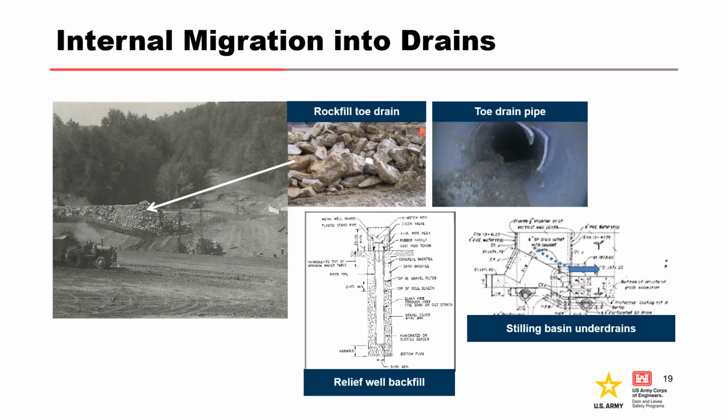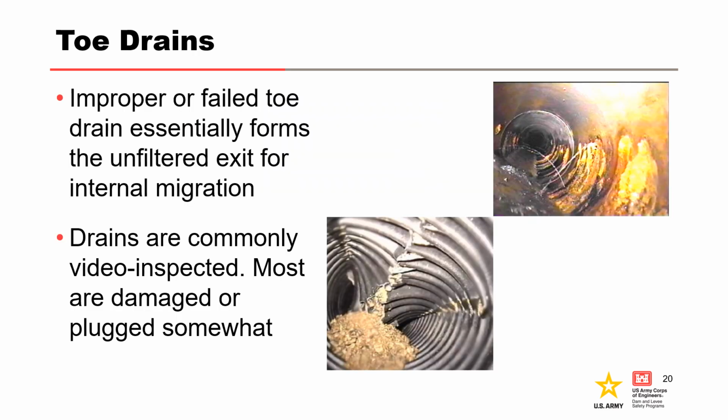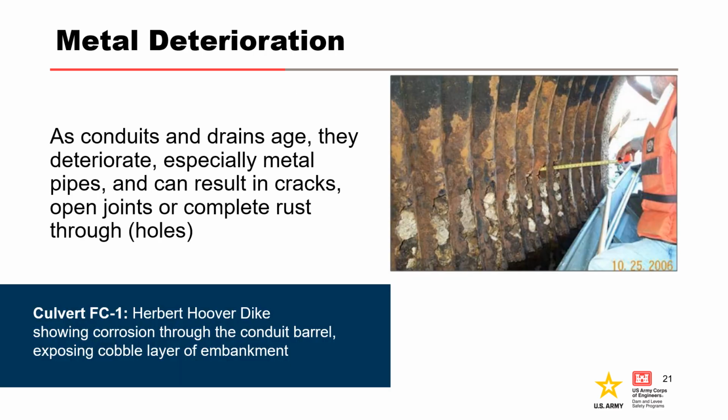Internal migration can also occur due to erosion into drains that are damaged or not properly sized as filters. These can include relief wells, toe drain pipes, rock-fill toe drains, and stilling basin under drains. Drain pipes should all be inspected. Video inspection of pipes or drains is essential to assessing the likelihood of having an open defect. Corrosion of metal pipes creates holes that become unfiltered exits. The photo on the right is an example of a corroded corrugated metal pipe at Herbert Hoover Dike.